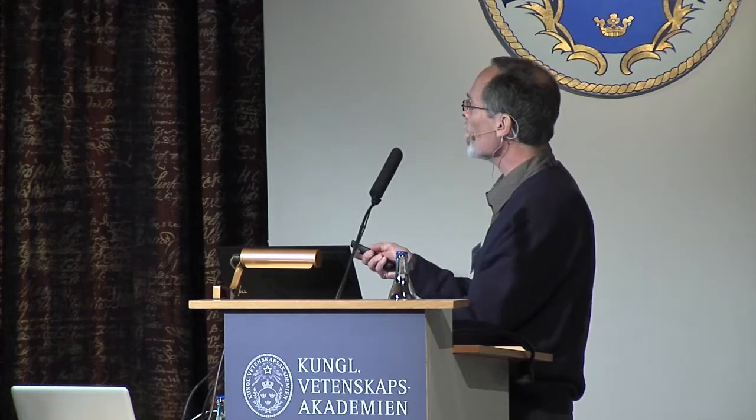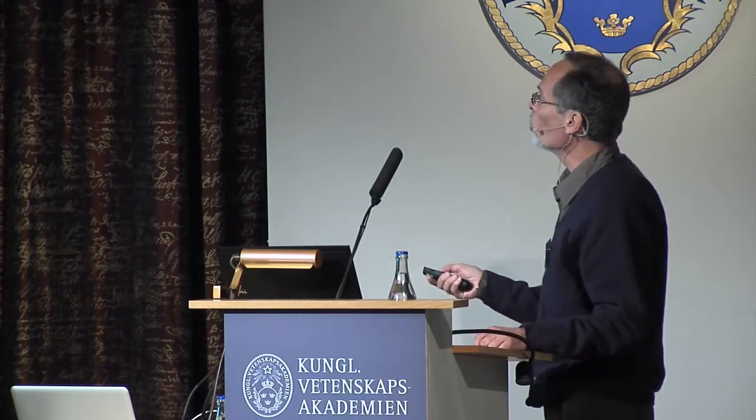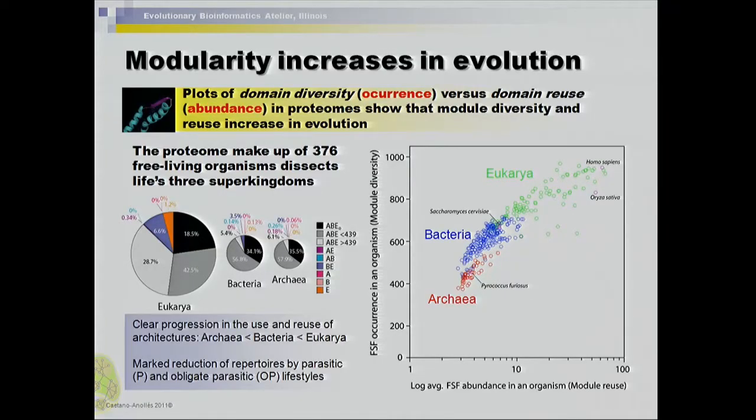Now, in our lab, when we've looked at domain diversity in proteomes, and when we look at large numbers of proteomes, let's say of free-living organisms, it becomes evident that the diversity of domains that a proteome can have, the occurrence of domains, versus the domain reuse, the abundance of the domain, are important and somehow already dissect the diversity of our living world.